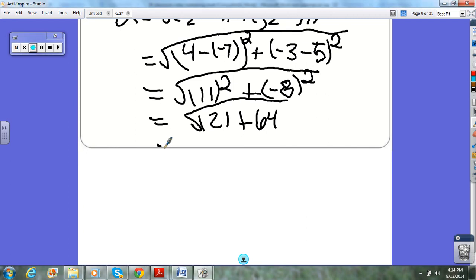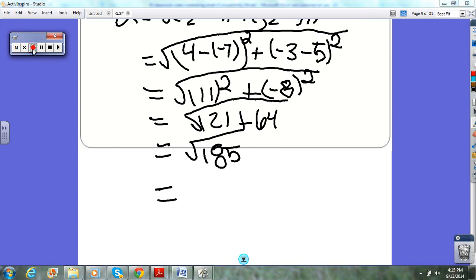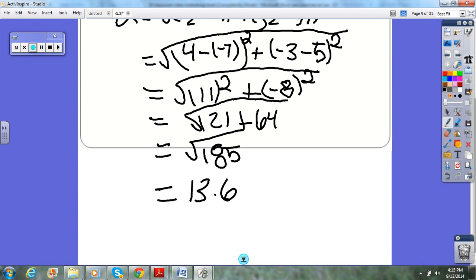Alright, so next if we go through, add those two numbers, we get the square root of 185. We know 185 is not a perfect square, and there's actually no perfect squares that we can substitute in there except 1. So we're just going to take the square root of 185, which is going to be approximately 13.6, and it said to round to the nearest tenth, so 13.6 is going to be our distance.